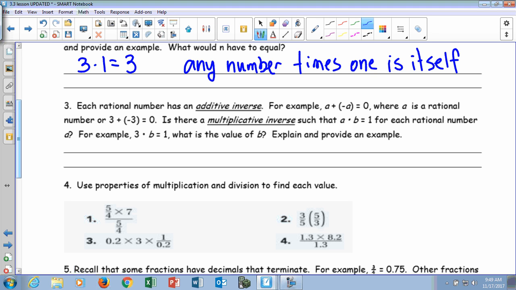Now, it says each rational number has an additive inverse, right? Remember when we learned addition and subtraction? When we added opposites, we always got 5 and negative 5, 7 and negative 7. When we added them together, we always got what? 0, right? Every time we added its opposite, we always got 0. Remember the red chip, black chip? Well, we also have a multiplicative inverse, okay? So if I take an answer like 3, and I multiply some number that gives me 1, does anyone have an idea what that could be?